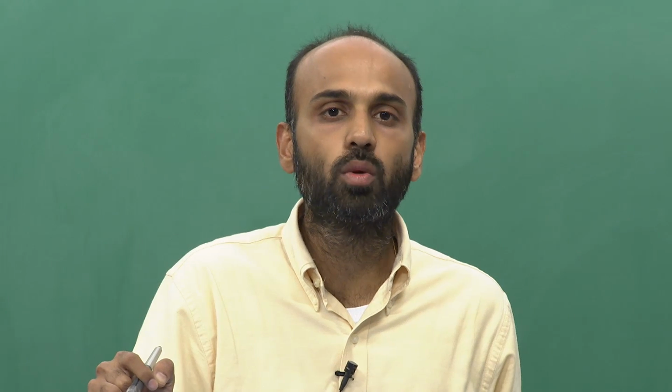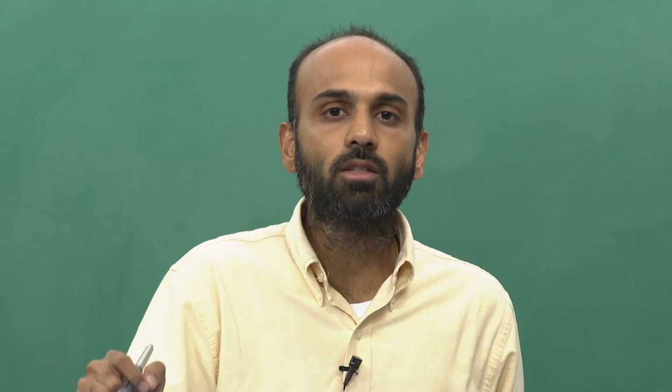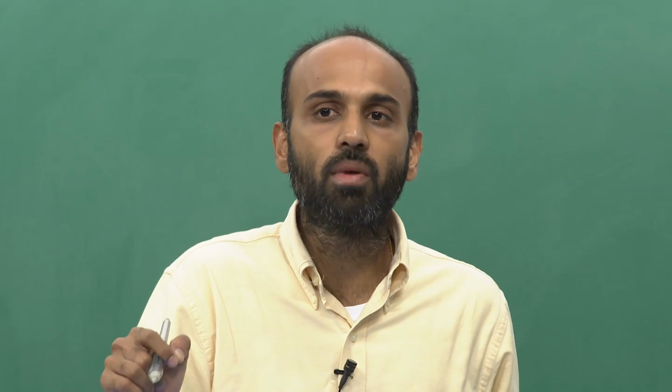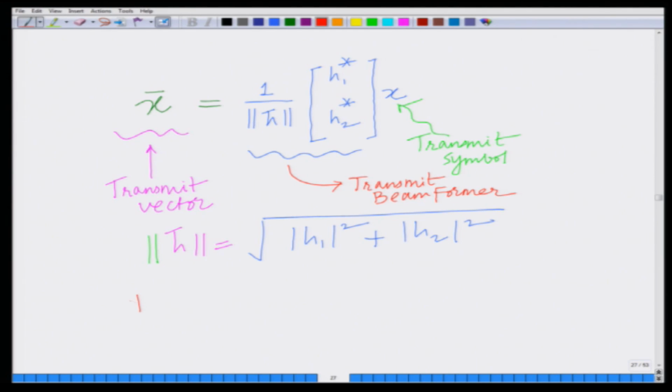What this means is you are forming a beam in the direction given by this unit vector. So, x is the symbol that is being transmitted, it is being transmitted in the direction of this transmit beamformer, therefore, this scheme is also known as the transmit beamforming scheme. Alright. So, what is my transmit beamformer?